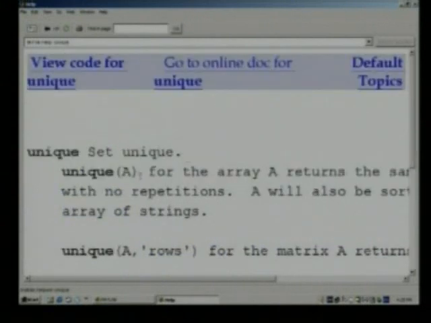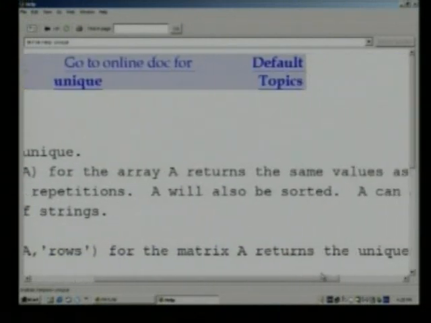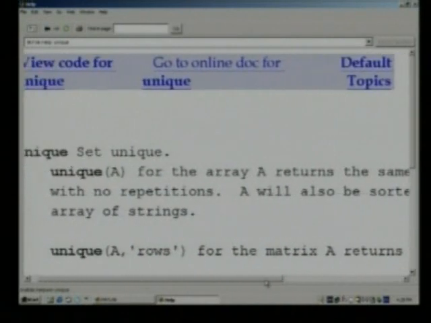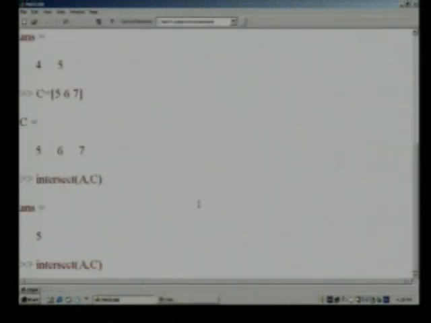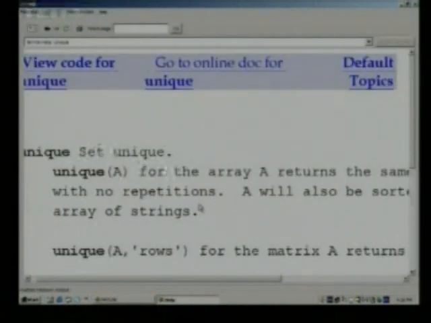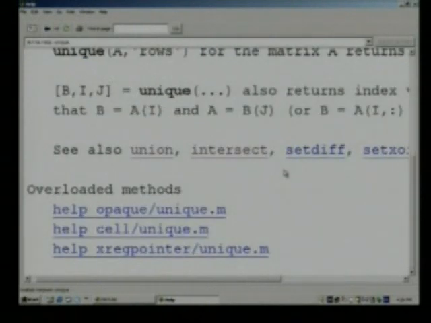What is unique? Unique, for the array A, returns the same values as in A but with no repetitions. So suppose A is having 1, 2, 2, 4, 5. If you write unique A, you will get 2 not repeated. So if you have a repeated observation at the same point, you can get rid of it using unique. Anyway, these are the operators which are supposed to be on sets.